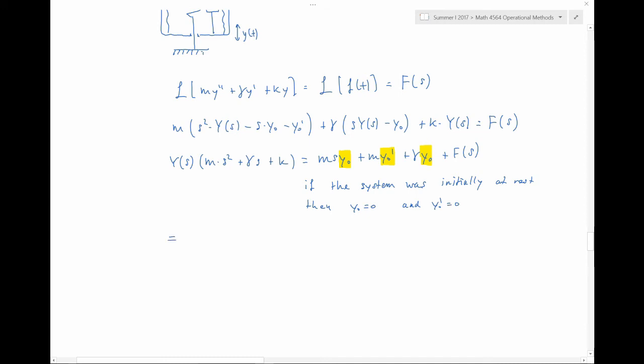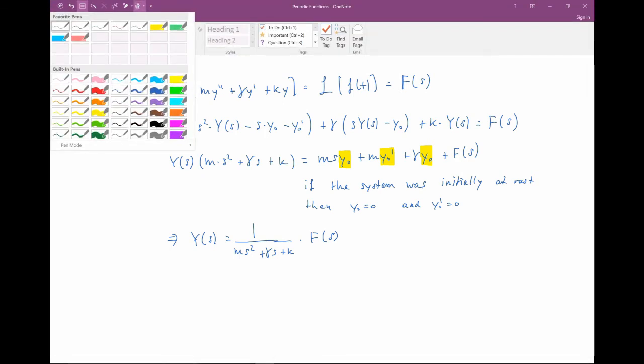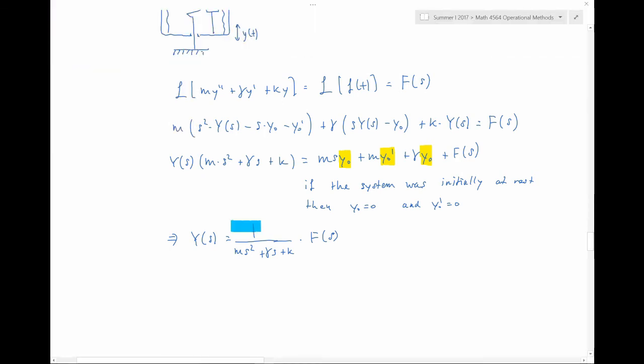And therefore, under these conditions, y of s can be written as 1 over (m s squared plus gamma s plus k) times f of s. And what we can see is that this term that I'm going to highlight blue here depends only on the differential equation. In other words, it depends only on the parameters of the system.